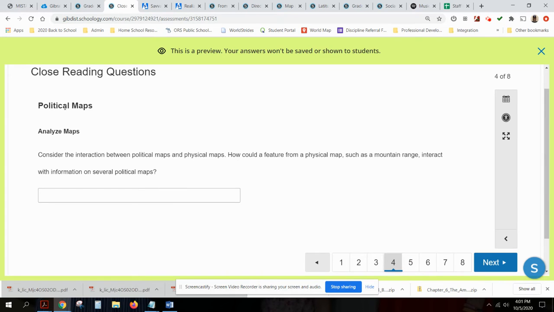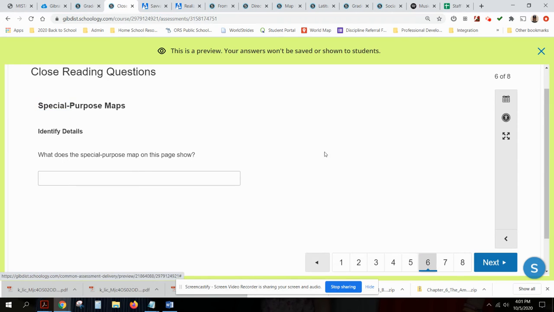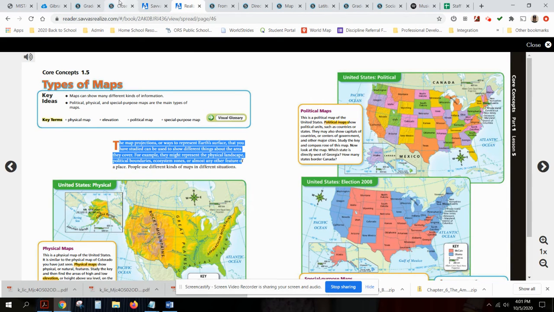Now we're moving on to the political map. Consider the interaction between the political map and the physical map. How could a feature from a physical map, such as a mountain range, interact with information on several political maps? Also from the political map, find 2 states where the political boundary is created by a physical feature. How must leaders of neighboring states work together? Make sure and answer both parts of the question. Special purpose maps. What does the special purpose map on this page show? And of course, you should be going back and forth between the questions and the pages.